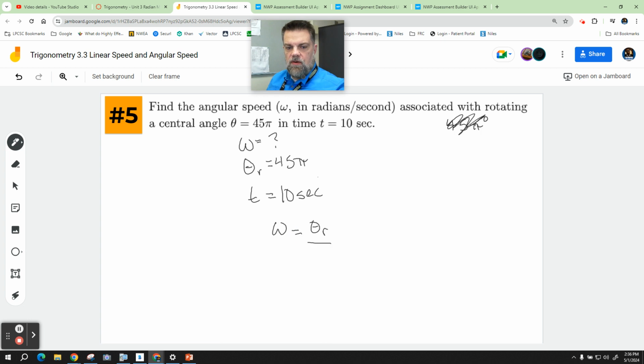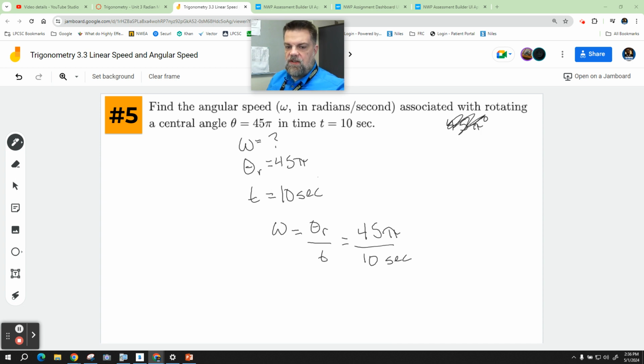In radians over t. Well, what is that? 45 over pi t seconds. Now, let me see if they want an approximate value or an exact value. They want an exact value.